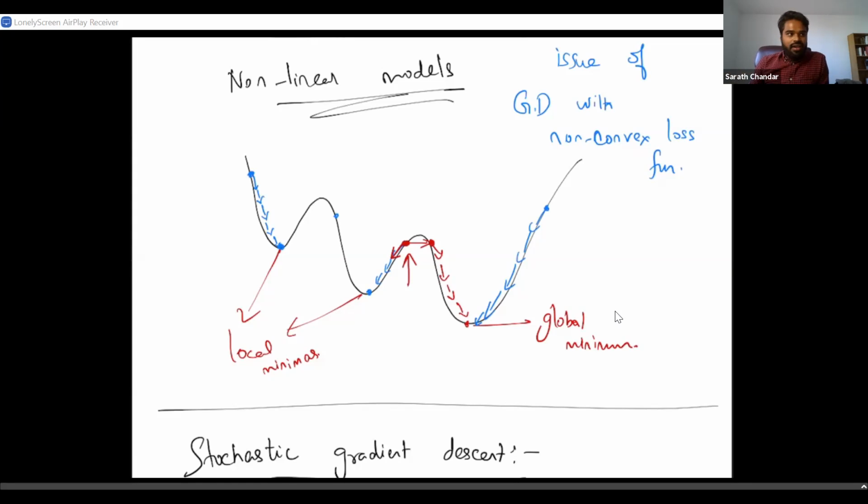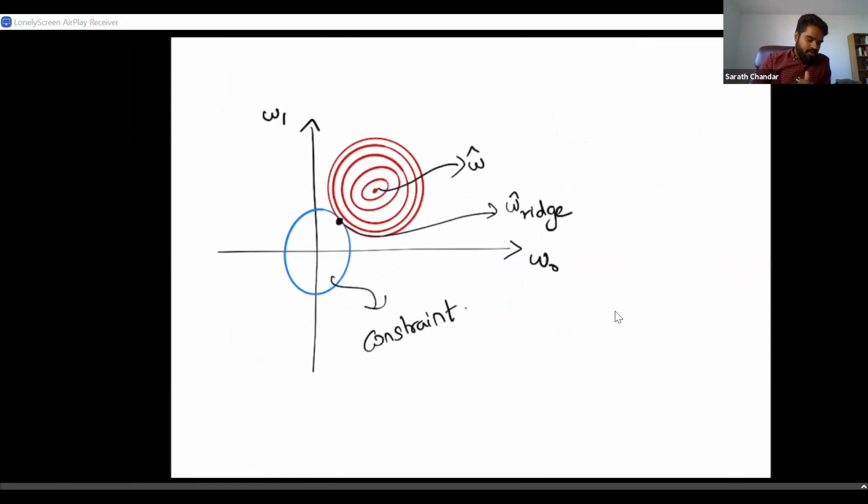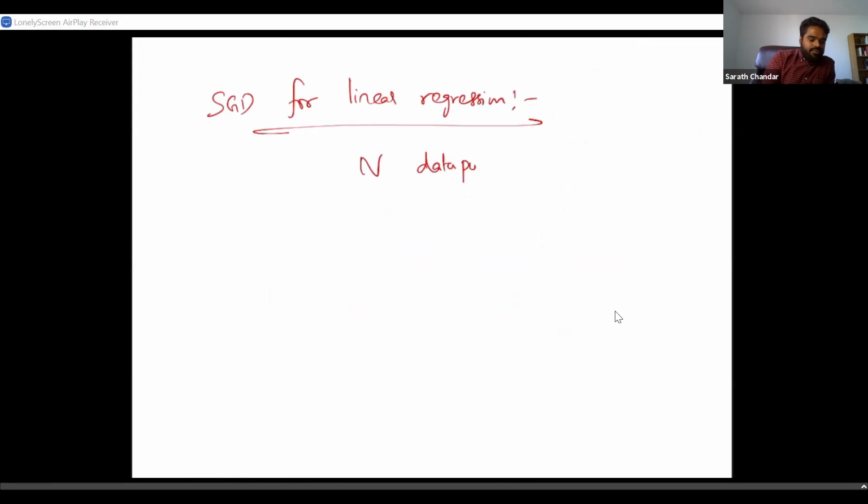Okay, let's go back to our linear regression example and do SGD for linear regression. Now, let's say we have n data points. We are going to repeat until convergence.